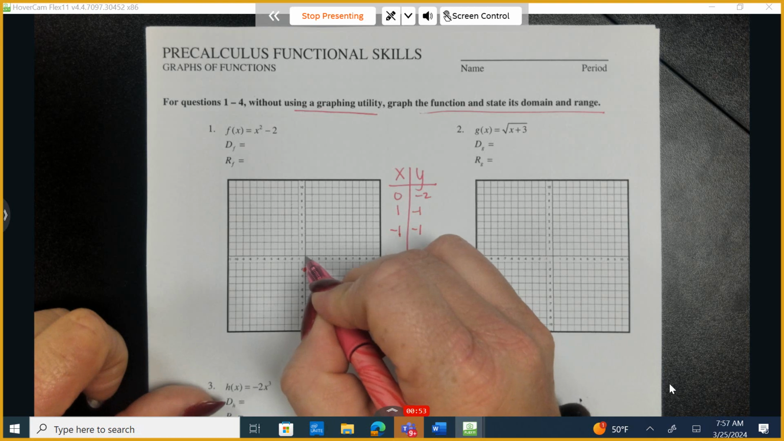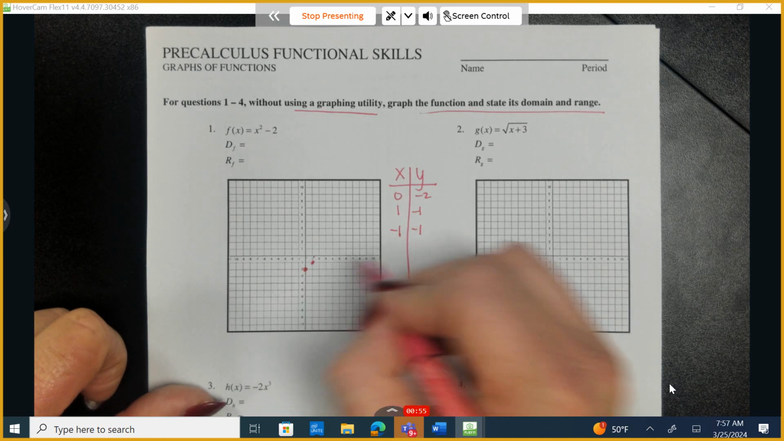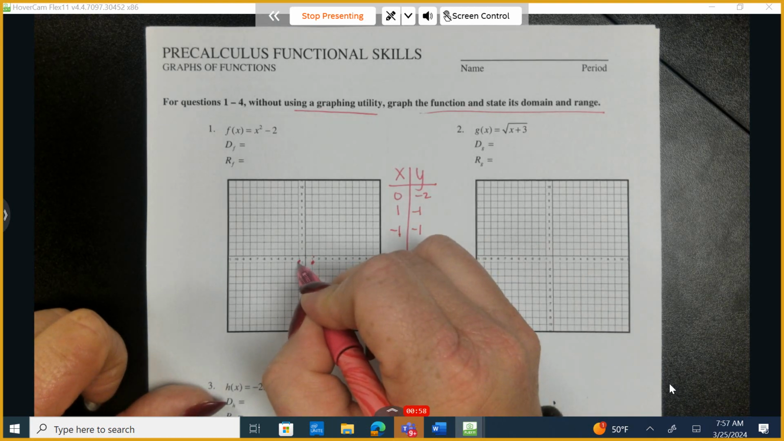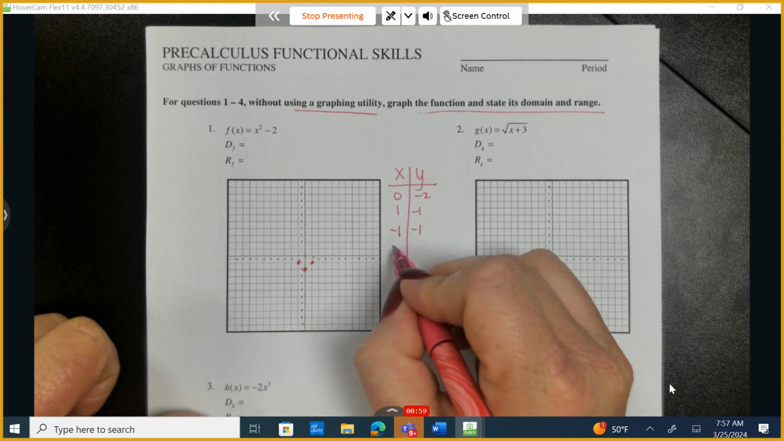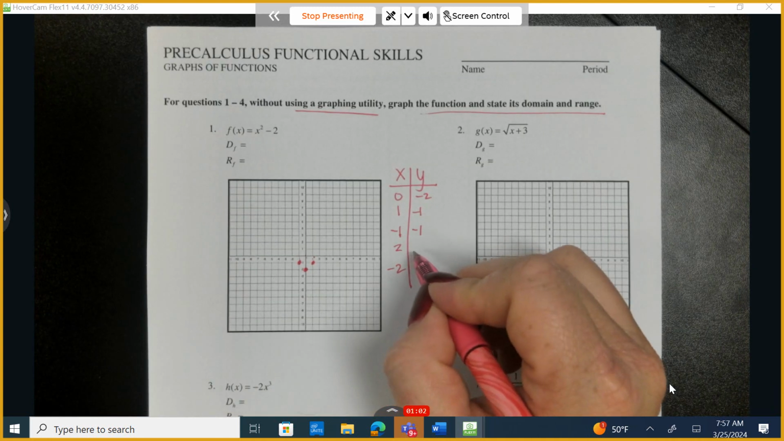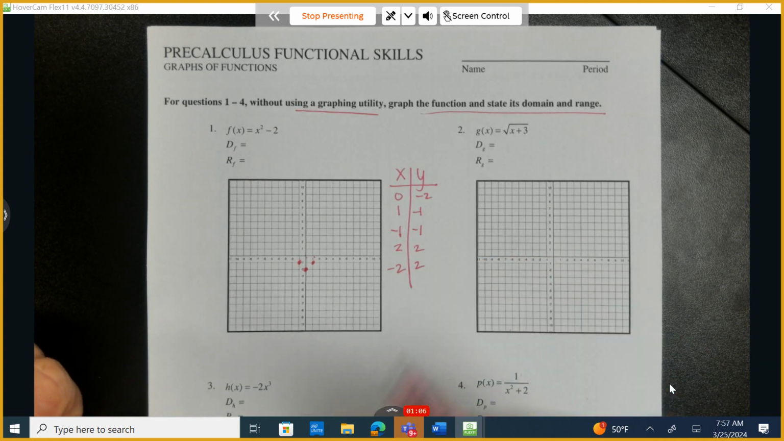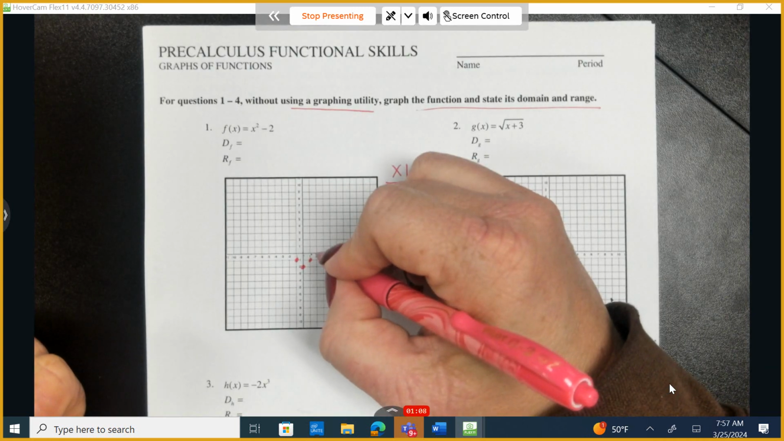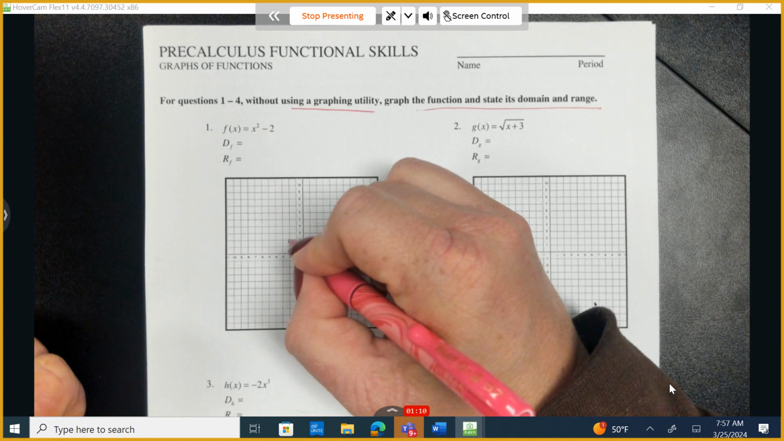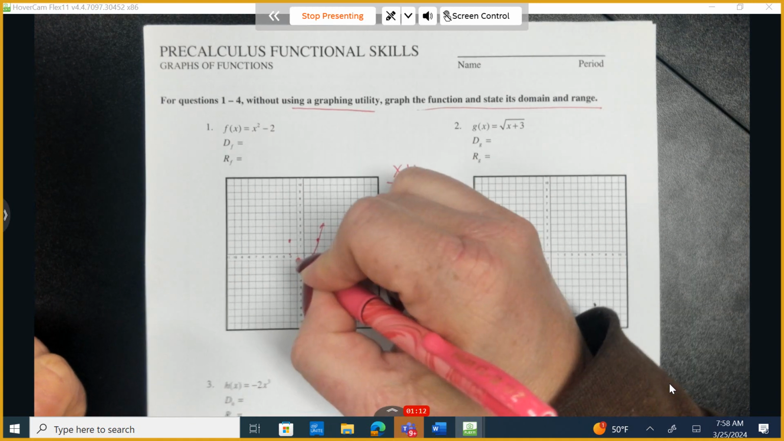So I'm going to go over 1 and down 1, and I'm going to go over 1 and down 1 as so. And let's just do 2 more. 2 squared is 4, 4 minus 2 is 2, and the same thing, negative 2 squared is 4, and 4 minus 2 is 2. So I'm going to go over 2 and up 2, over 2 and up 2, and we have a rough graph of what this looks like.